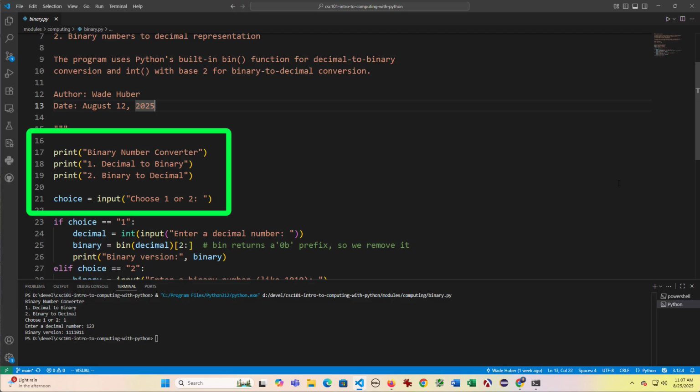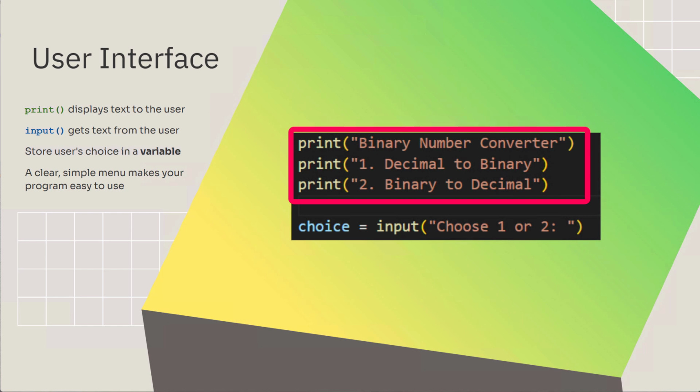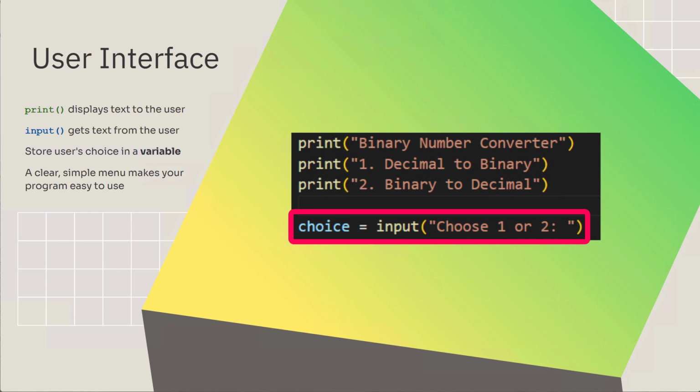Next, we come to the user interface part of the code. And there we're using the print function to display text to the user. You can see that we have 3 print statements. We say what the program does and then give 2 options. And then we use the input function to get input from the user. The user will enter 1 or 2, and we store that in a variable. This variable is called choice. Now when we use choice in our program, Python will know to use the value that the user entered here.